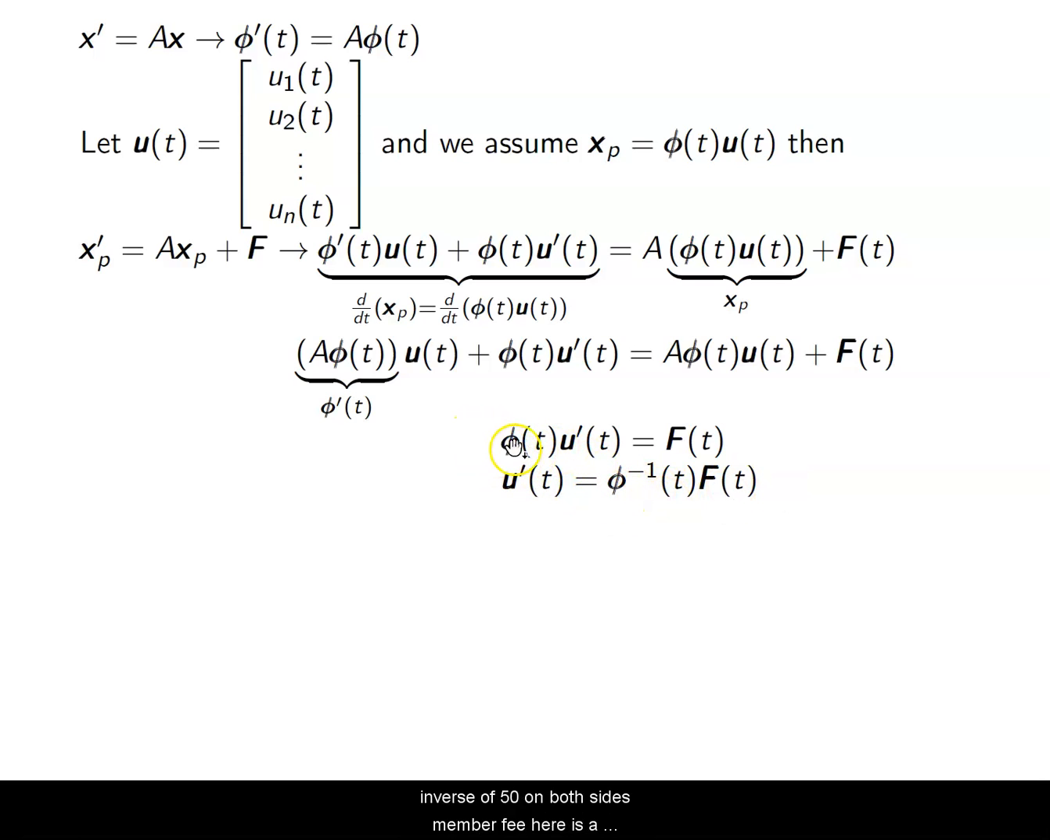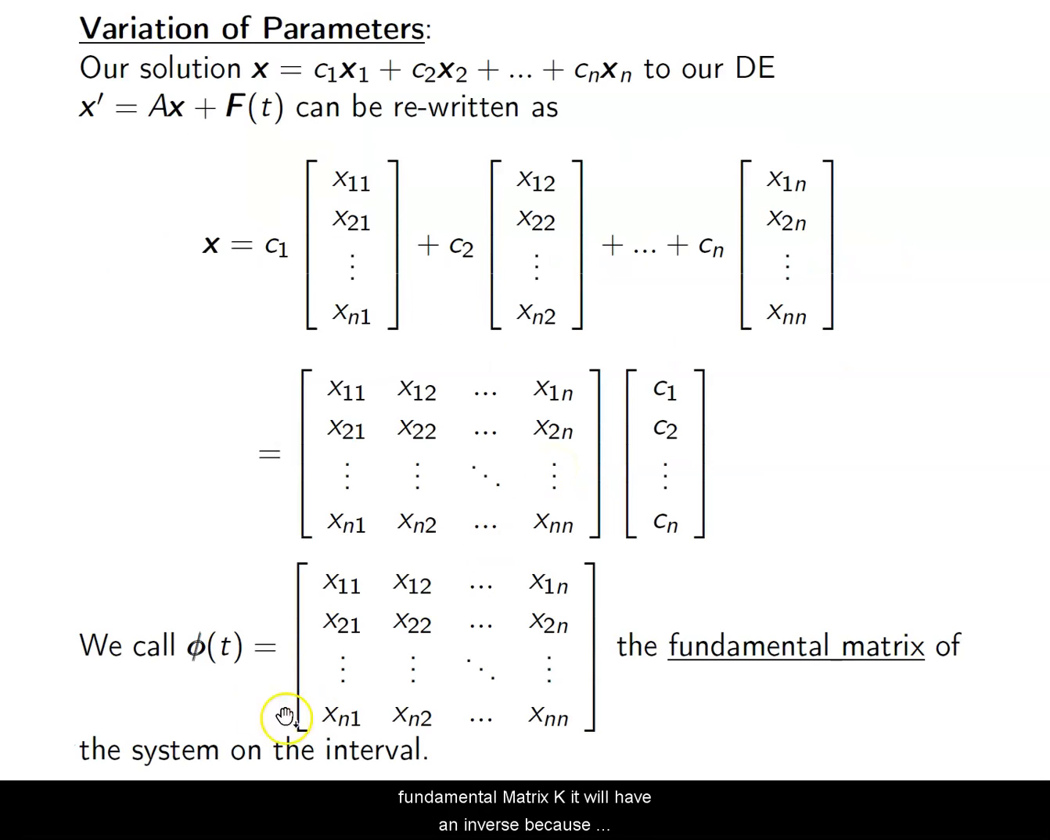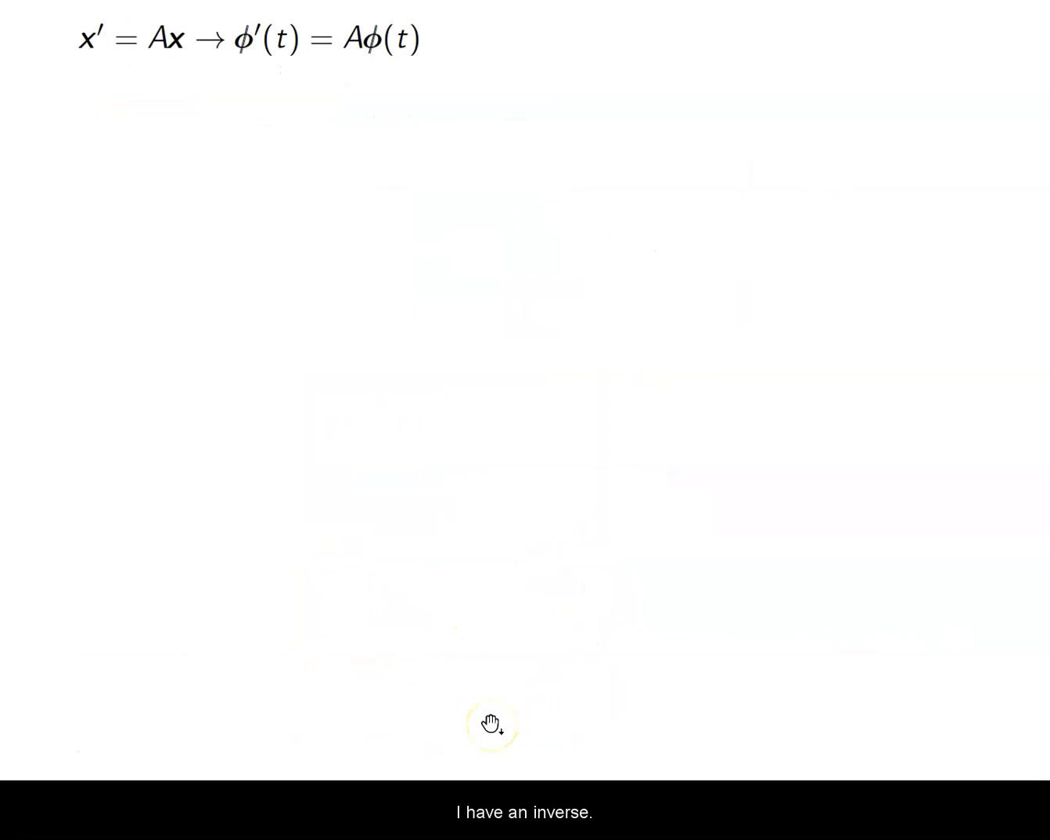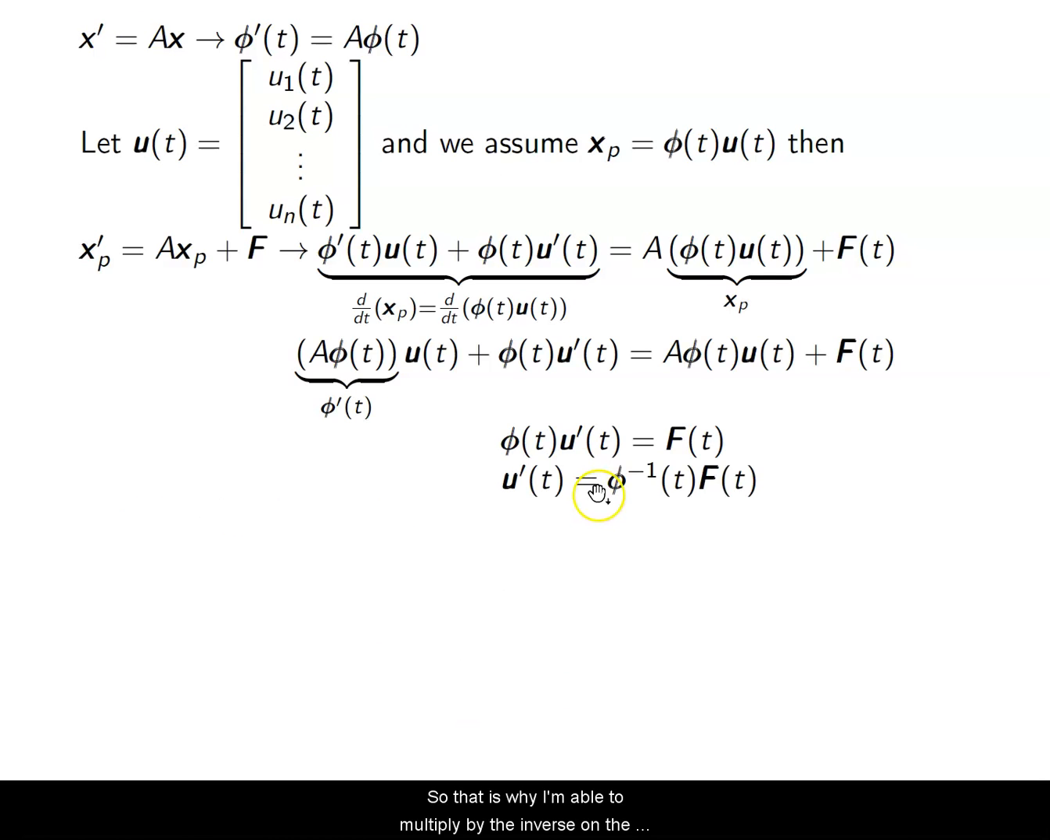Okay, so I can isolate my forcing function by multiplying by the inverse of phi of t on both sides. Remember, phi here is a fundamental matrix. It will have an inverse because fundamental matrices are made up of linearly independent vectors. I know they're linearly independent because I can write my solution as a linear combination of those vector functions x1, x2 up to xn. If they are linearly independent, I have an inverse. So that is why I am able to multiply by phi inverse on both sides of the equation so that I can find my u prime of t.